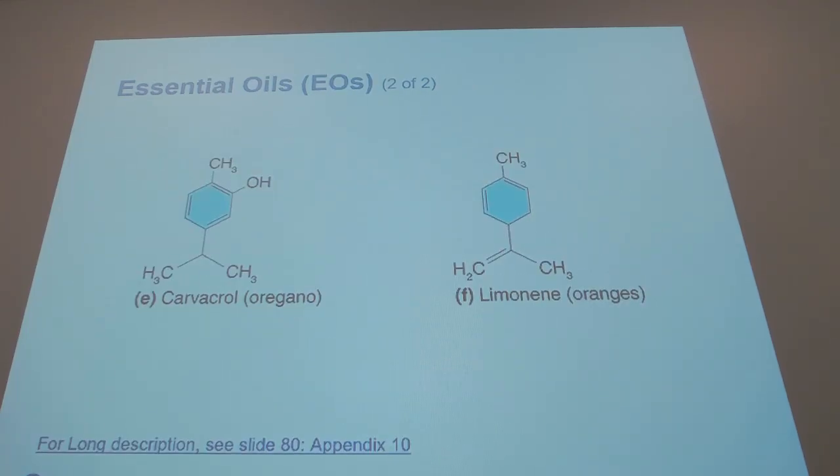So here we have a couple of examples of the molecules found in essential oils. We have carvacrol, which is found in oregano, and limonene, which is found in oranges. Kind of crazy, but it makes sense that some of these plants have their own antibacterials, right? So they protect themselves from whatever is found in nature.